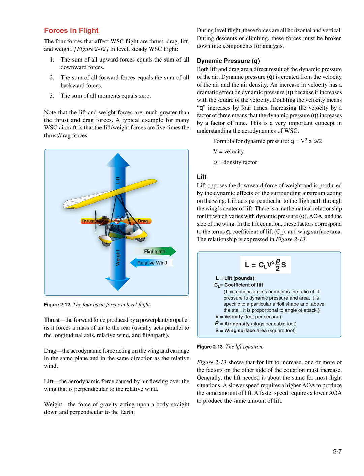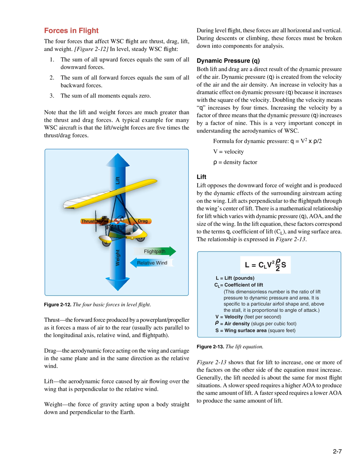Thrust, the forward force produced by a powerplant/propeller as it forces a mass of air to the rear, usually acts parallel to the longitudinal axis, relative wind, and flight path. Drag, the aerodynamic force acting on the wing and carriage in the same plane and in the same direction as the relative wind. Lift, the aerodynamic force caused by air flowing over the wing that is perpendicular to the relative wind. Weight, the force of gravity acting upon a body straight down and perpendicular to the earth. During level flight, these forces are all horizontal and vertical. During descents or climbing, these forces must be broken down into components for analysis.